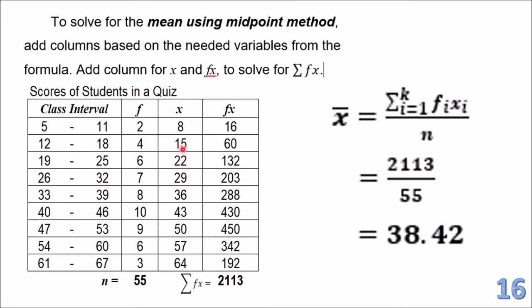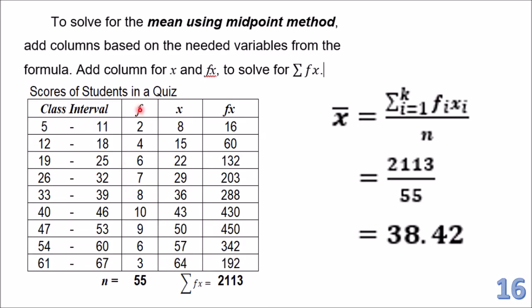Now, next to that is we will multiply the frequency by the midpoint, and ilalagay natin dito sa pangatlong column ay fx. So 2 times 8 is 16, 4 times 15 is 60, 6 times 22 is 132, and so on hanggang sa pinakalast. 3 times 64 equals 192.